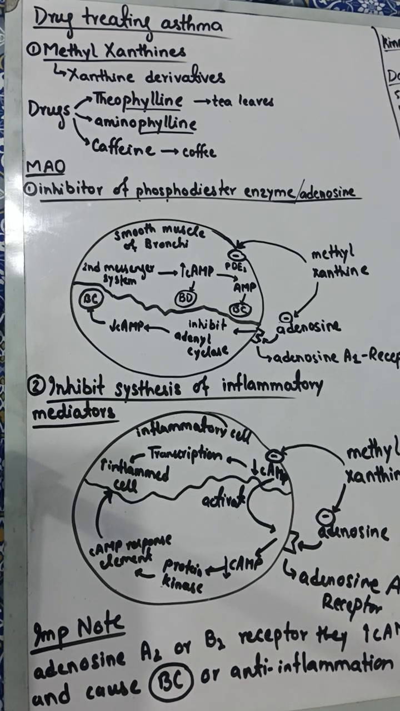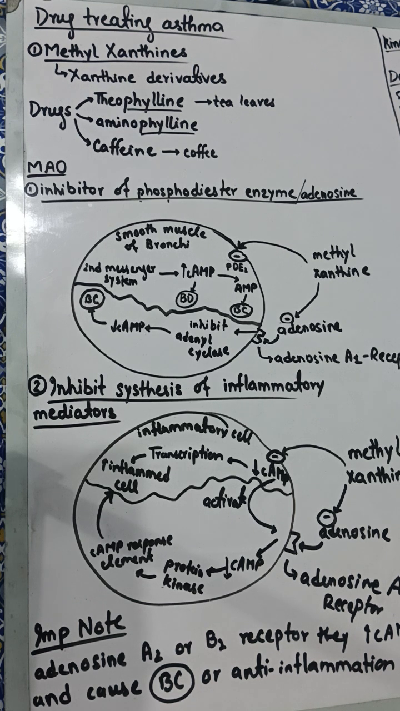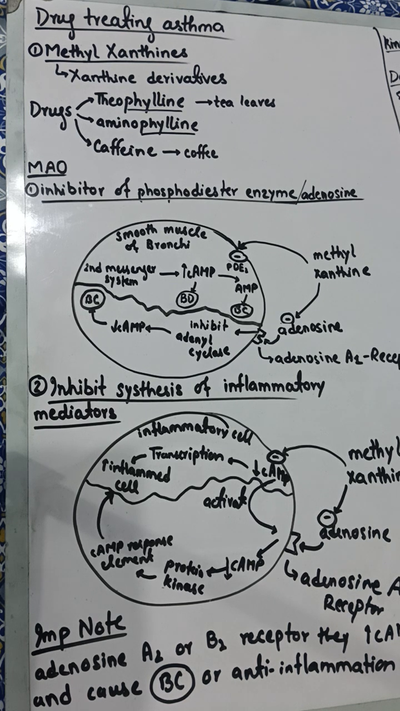In this video we are going to discuss the drugs which are used for treating asthma. In the previous lecture we discussed beta 2 agonists and the antimuscarinic agents which are used for asthma. Now we are going to study the next class of drug, which is the methylxanthines.